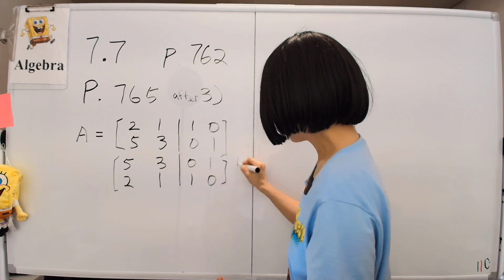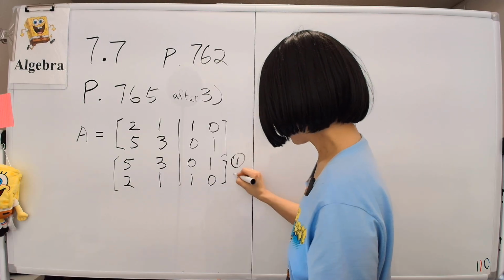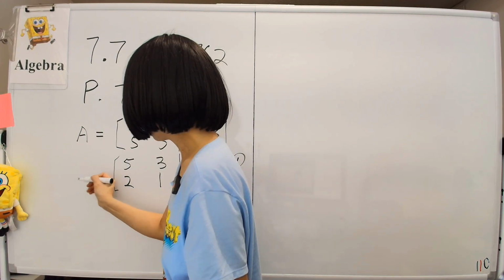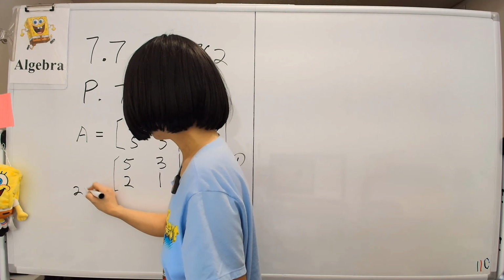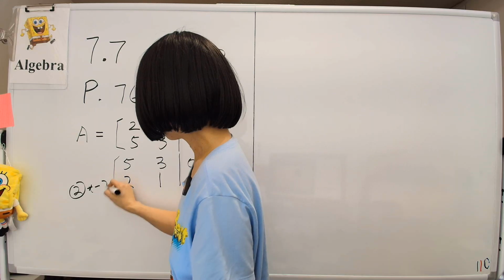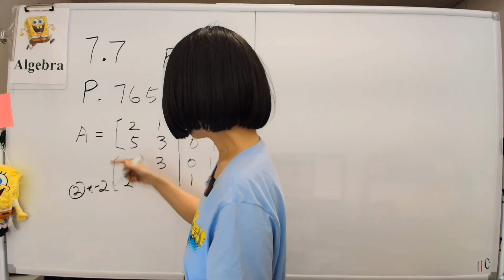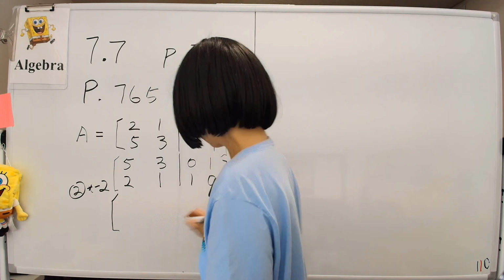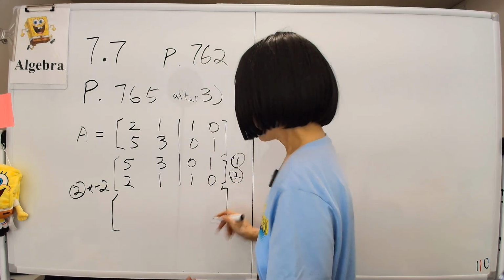Let's call this row 1. And this thing will be row 2. We're going to take row 2 and multiply by -2 and then add it to row 1. Okay? So let's do that. We'll probably have to write a new thing for it.